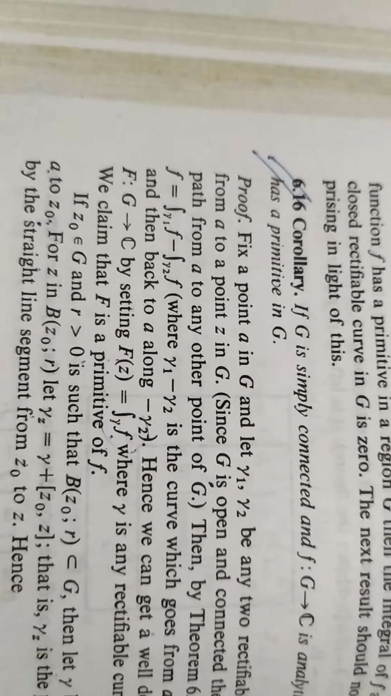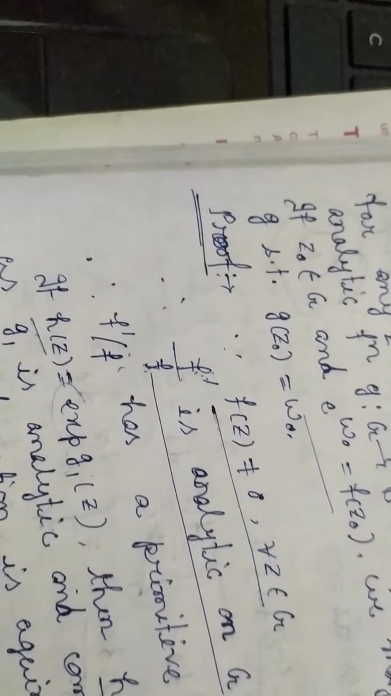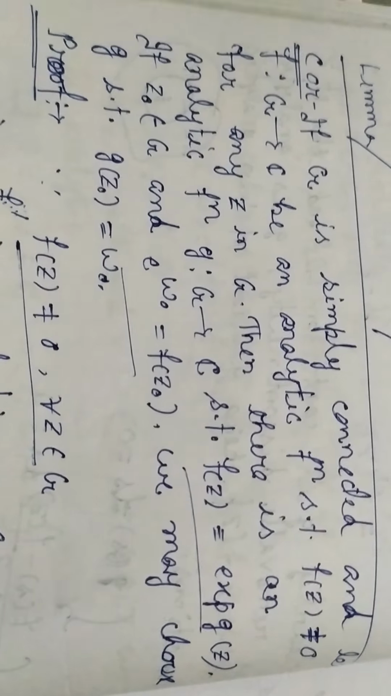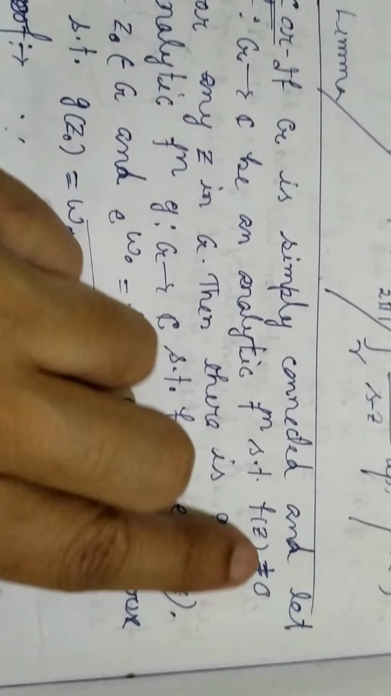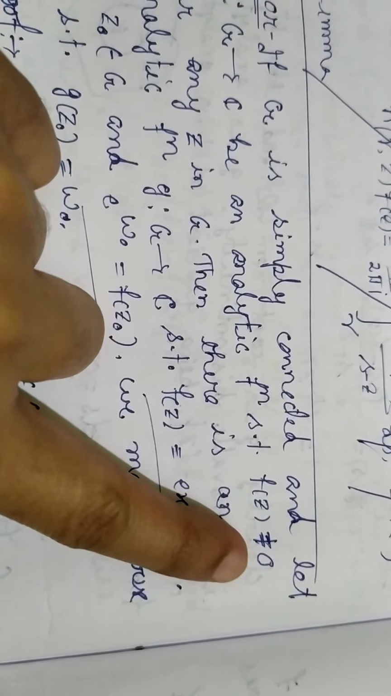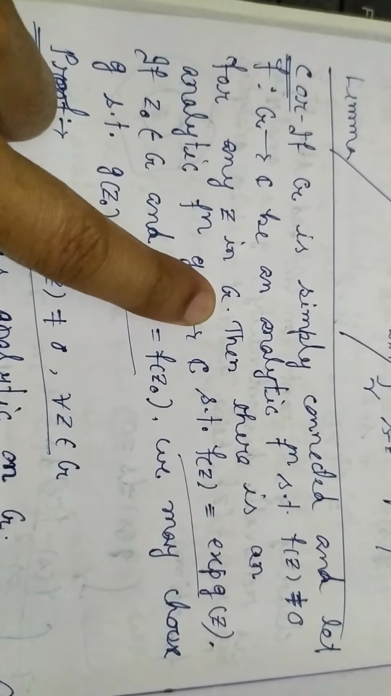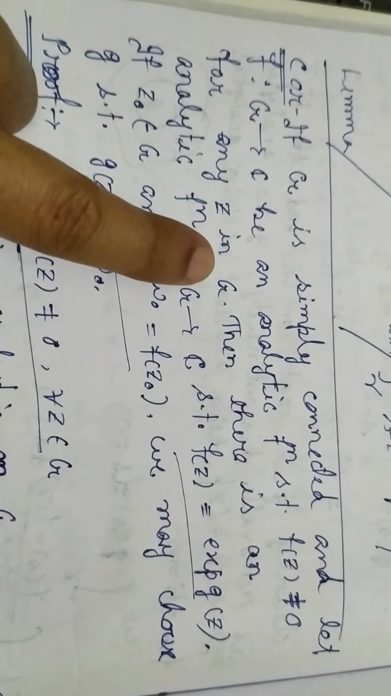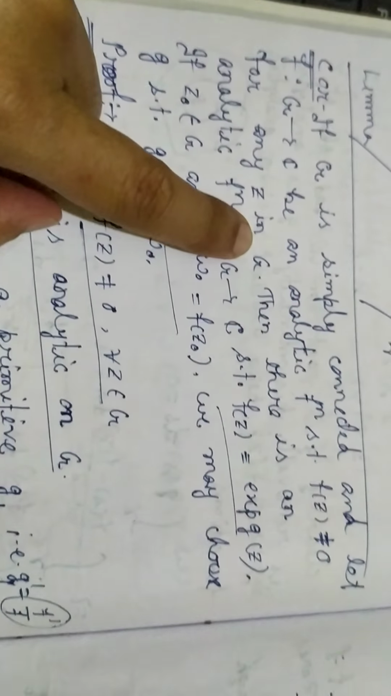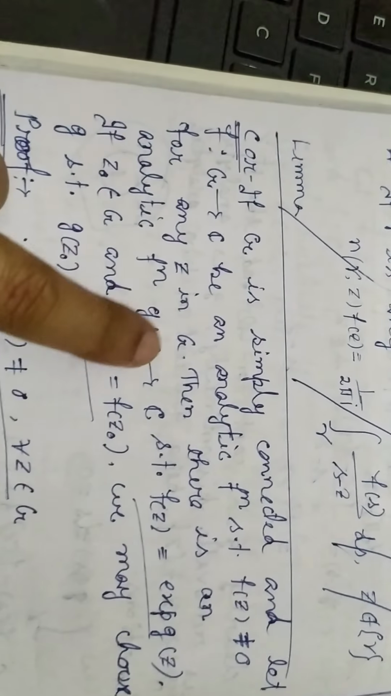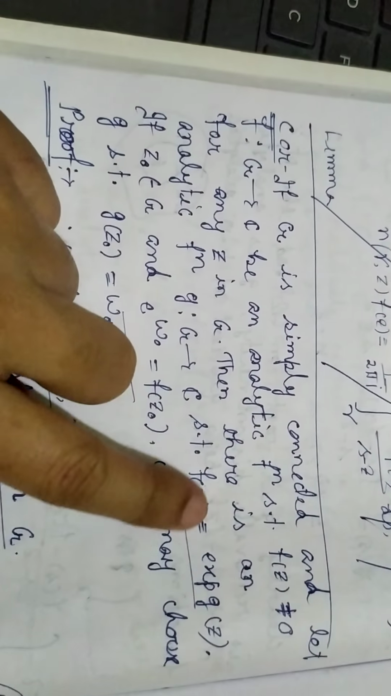So what is the next result? This is the next corollary. The statement of the corollary is: Z is simply connected, first condition, and f is an analytic function such that f(z) is not equal to 0 for any z in G. So f is a non-zero function, for every value f(z) is non-zero.